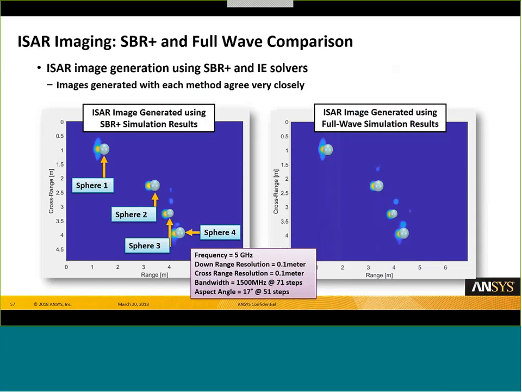And if we look at the same examples that we were looking at with range profiles here, we can go back to the configurations of the sphere, and you can see the simulation settings that are called out on the bottom. All the same numbers there from the range profile, except you'll see the addition of this aspect angle at 17 degrees over 51 steps. And that gives us that cross-range resolution we need to generate the map that you're looking at. So again, even with electrically small targets, these spheres are three wavelengths and 1.5 wavelengths in size, you're getting really good agreement from the SBR generated image on the left compared to the full wave image, which is shown on the right.